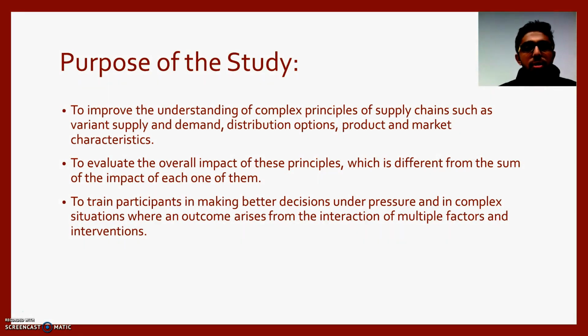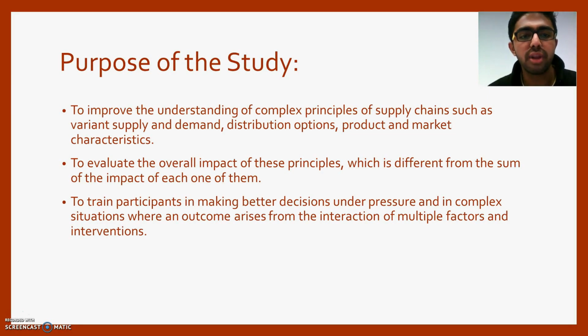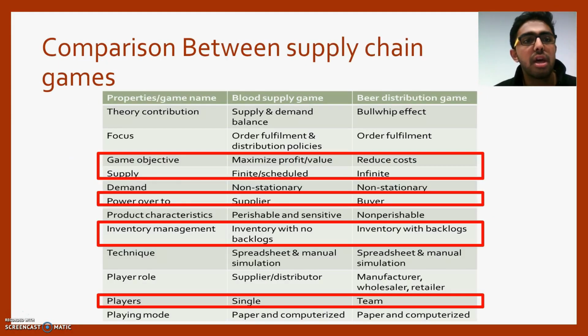Purpose of the study: to improve understanding of the complex principles such as variance, supply and demand, distribution options, product and market characteristics. To evaluate how these principles impact the decision-making of a blood supply chain. To train participants how to make better decisions under pressure and how to get out of complex situations. Comparisons between the different supply chain games.